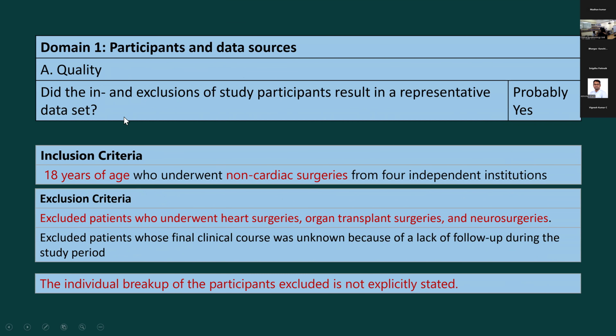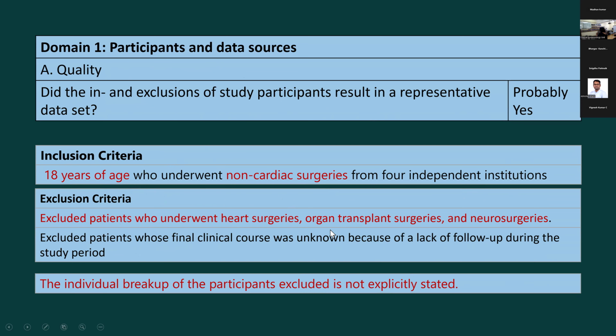So, did the inclusion and exclusion of the study participants result in a representative data set? The inclusion criteria is participants 18 years of age or older who underwent non-cardiac surgeries from 4 independent institutions. They excluded patients who underwent heart surgeries, organ transplant, and neurosurgeries, and those whose final clinical course was unknown because of lack of follow-up. But the individual breakup of participants who were excluded because of these reasons was not stated anywhere in the paper.